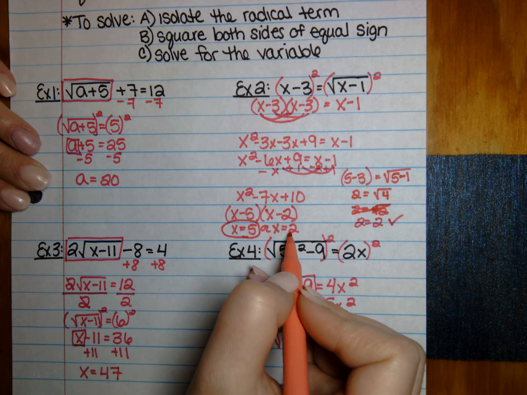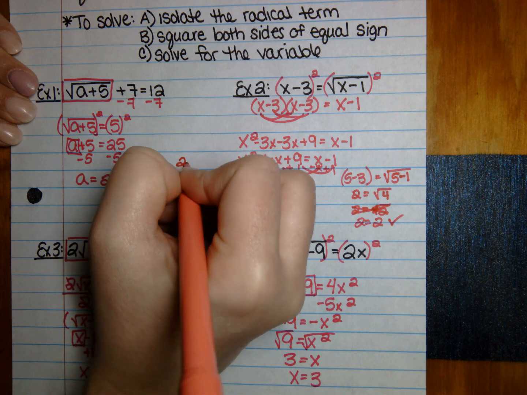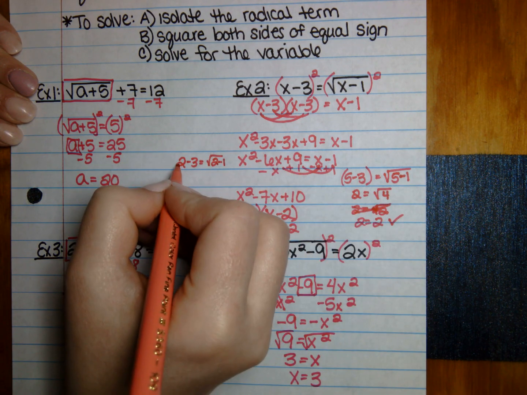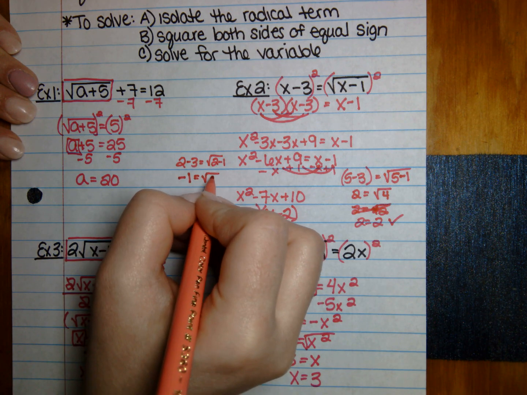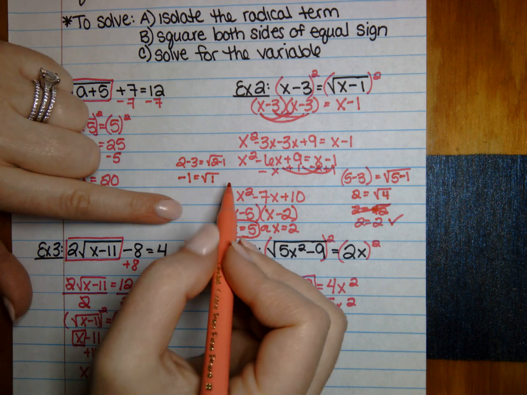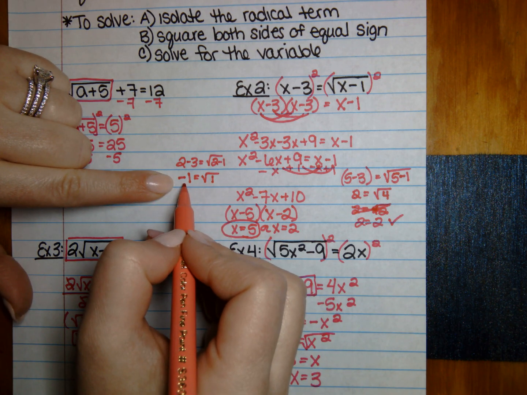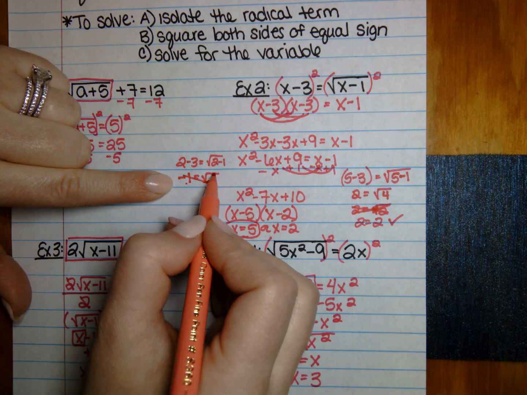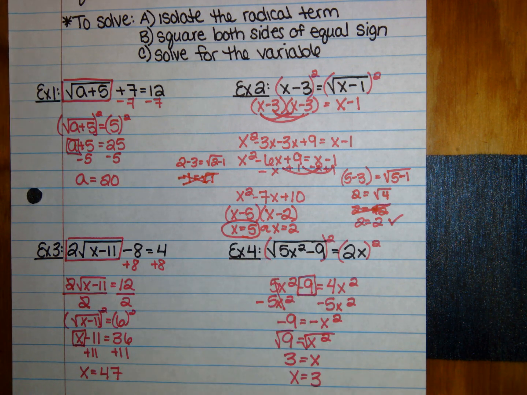If I plugged in the 2, just to show you, I would have 2 minus 3 is equal to the square root of 2 minus 1. 2 minus 3 is negative 1 equals the square root of 1. We know that a square root cannot equal a negative. Therefore, this answer can't happen. So again, your answer for this problem would have to be x is equal to 5.